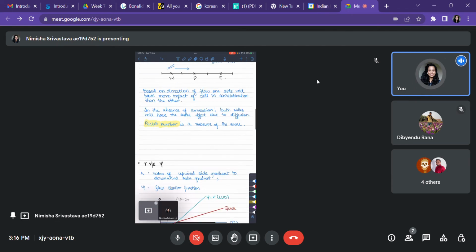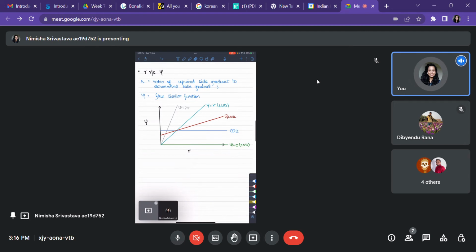Right. So in the lectures this week, there was some importance of these factors, that is our ratio r of upwind side gradient to downwind side gradient. This is particular to just upwinding schemes, right? And phi is the flux limiter function. In order for the scheme to work, there is a flux limiter function, and that is intimately related with this r that we have over here, which is the ratio of upwind side gradient to downwind side gradient, right?